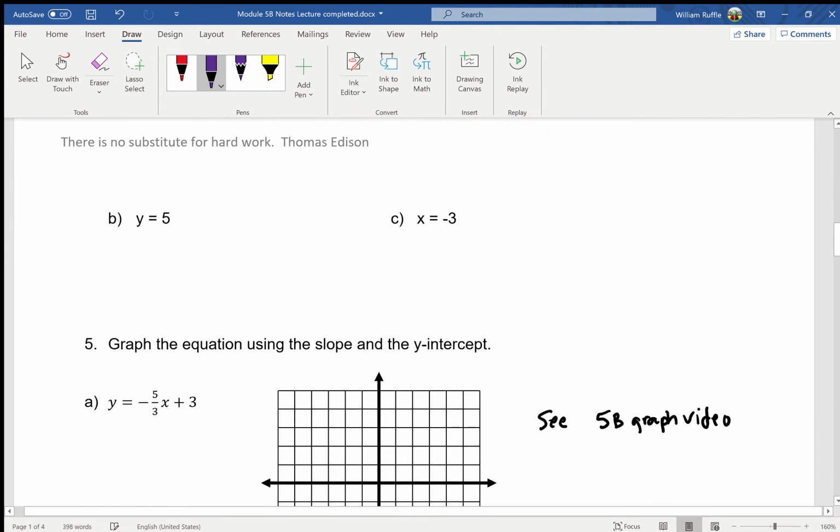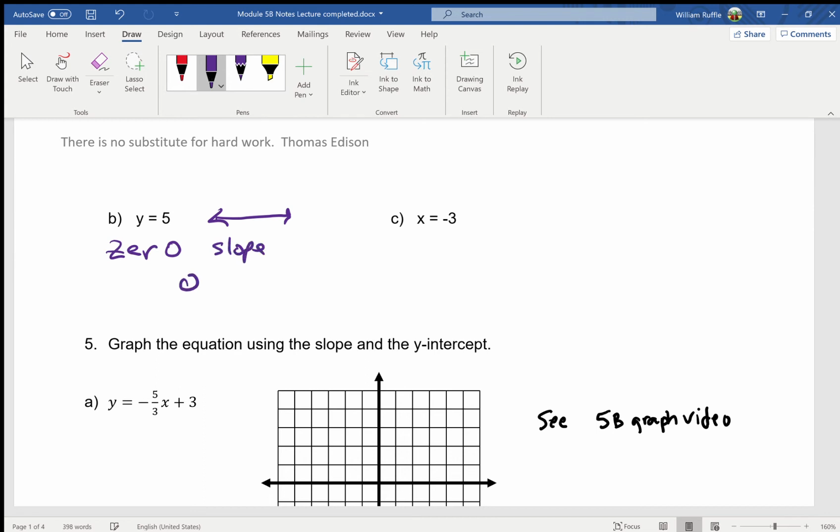Alright, now finding the slope on these. There is no work to be done, you just have to know how to do this. For y equals 5, if you remember, that's a horizontal line, and that is 0 slope, or you can just type in the number 0. This is vertical slope, which is not defined. And you have to have those memorized. 0 slope for a horizontal line, and vertical is not defined.